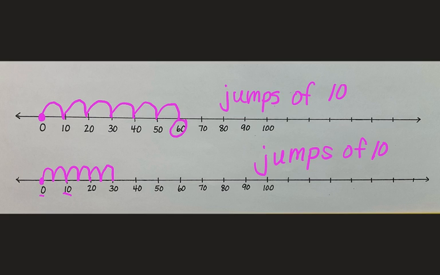When I did 6 jumps of 5, I made a mistake there. Let me revise my work. These should be jumps of 5. When I made 6 jumps of 5, I landed on 30. What do you notice about the relationship between 30 and 60? Right, 30 is half of 60, or 60 is twice as much as 30. And we know that 5 is half of 10, or 10 is twice as much as 5.